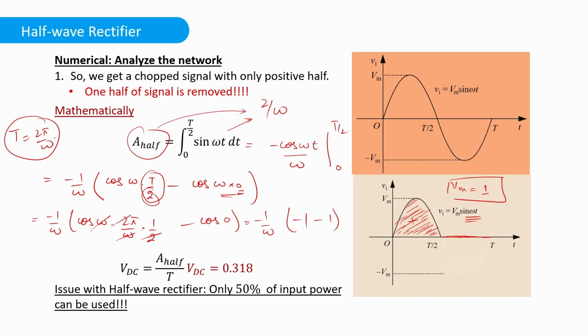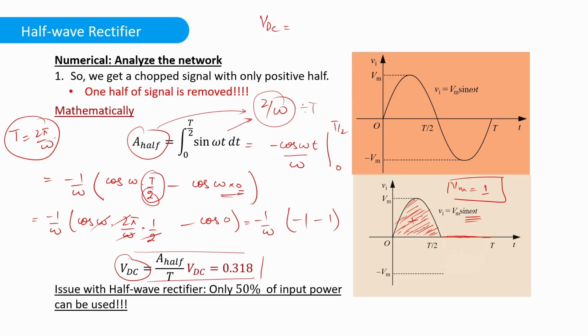Now, in order to convert this to DC voltage, we have to divide this by T. Okay, so we will obtain our DC voltage. What is that value? It is 0.318. So let me solve it over here.